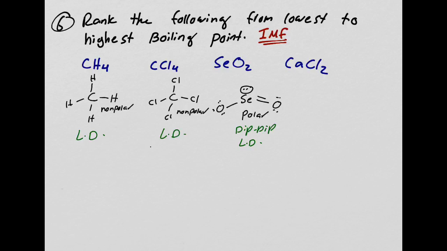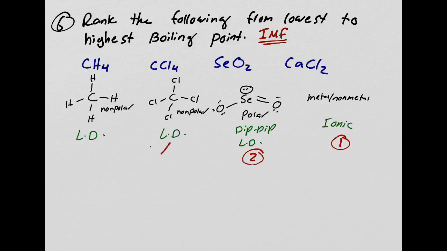Now, calcium chloride, that's a metal and a non-metal together, right? That makes it easy. Every time you have a metal and a non-metal together, you don't have to go any further. You go, oh, that's ionic. And I mentioned before, count hydrogen as a non-metal when you're doing that. So that's ionic. What is my highest IMF? My highest IMF would be ionic, then dipole.